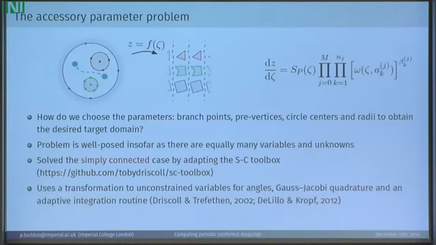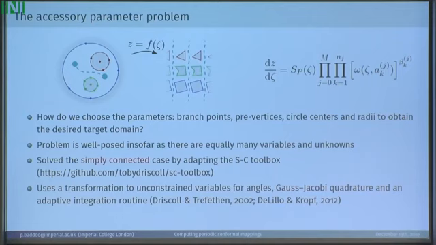And as I've mentioned, there's this issue of determining the parameters, so which points are mapped to the vertices. So where should we put these blue dots such that we get a square on the right-hand side? And we can show that there are as many variables as there are unknowns in this problem, in the multiply connected case. And I adapted the SC toolbox to compute the parameters in the periodic case. Hopefully that will be made public soon.